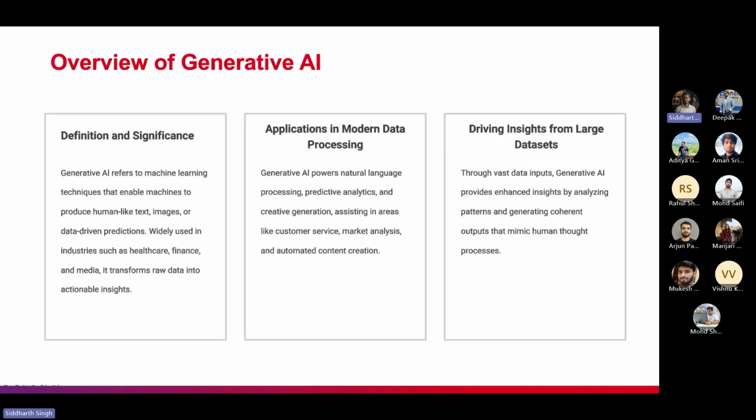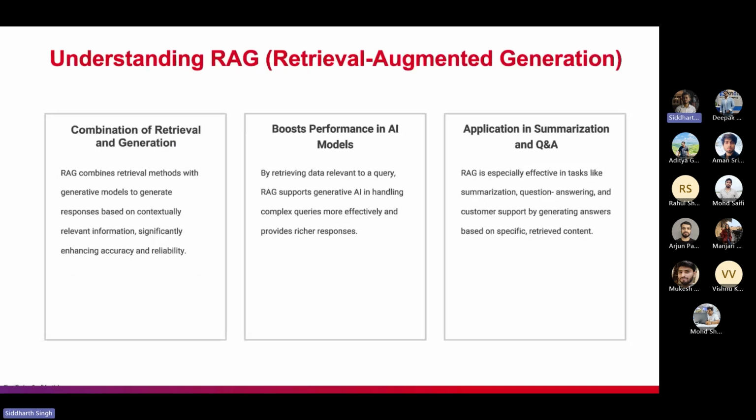Generative AI also revolutionizes data processing with applications in natural language processing, enabling chatbots and virtual assistants to communicate more effectively. Additionally, it enhances predictive analytics, allowing businesses to forecast trends and improve strategic planning. Finally, its ability to extract insight from large datasets is invaluable. By recognizing patterns within complex information, generative AI generates outputs that reflect the human thought process, empowering organizations to make informed, data-driven decisions. In summary, generative AI is reshaping how we understand and utilize information, unlocking new opportunities for innovation across various domains. Now we'll look at what retrieval augmented generation is.